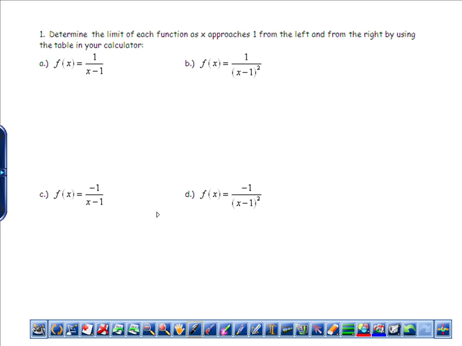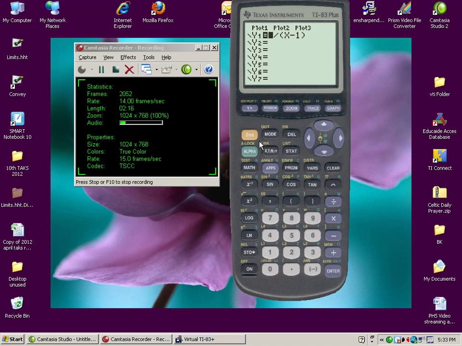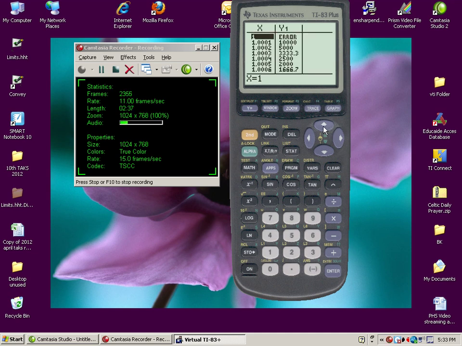So it says determine the limit of each function as x approaches 1 from the left and from the right by using the table in your calculator. Okay, so go ahead and get your calculator out, and this is going to be a good review of how to use your table. So we want to type our function in. We want to go to our table and set it at the x value that we're looking closely at, which in this whole chunk of problems is 1, and we want our increments to be really, really small. And if I go look at my table, I can see that the left-sided limit looks like it's negative 10,000.